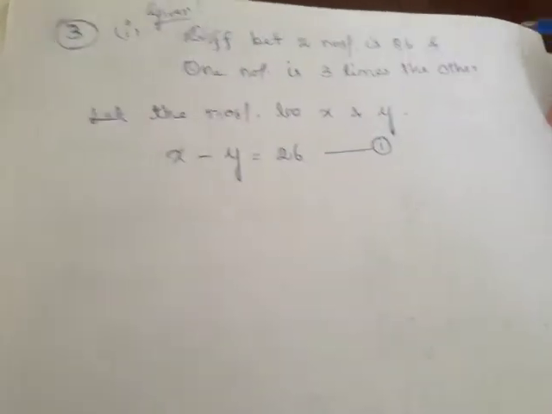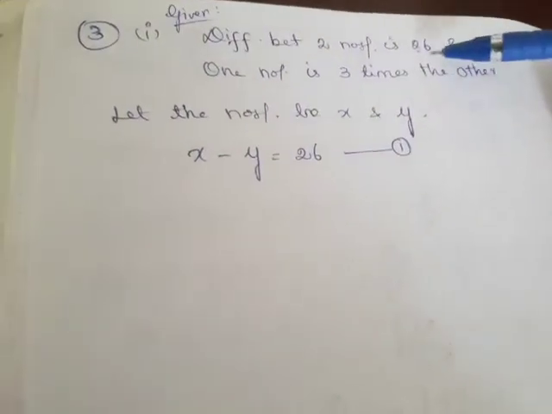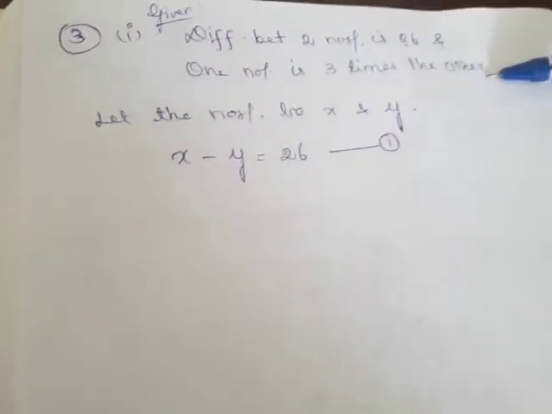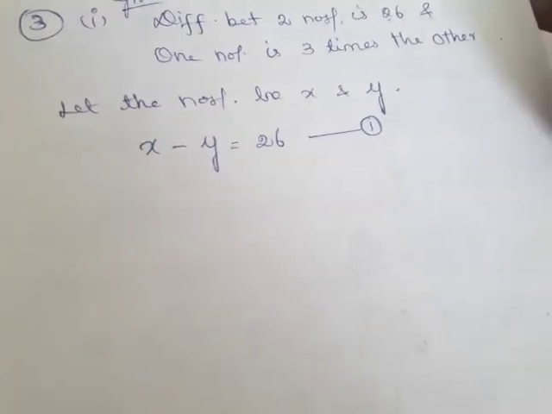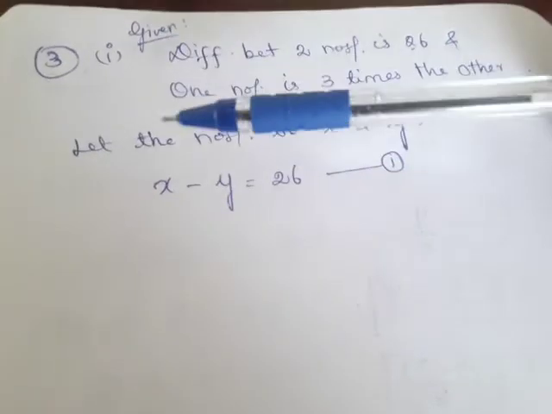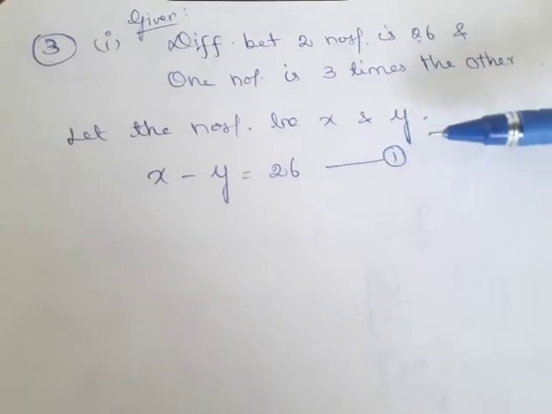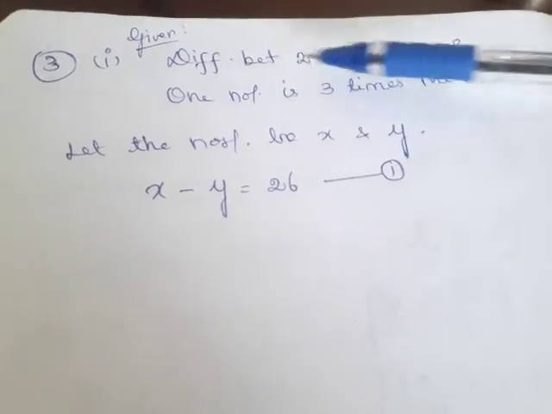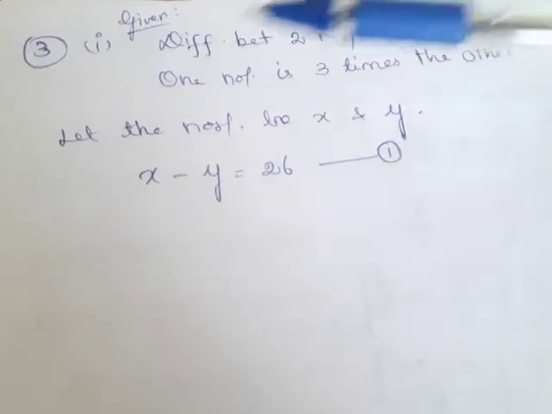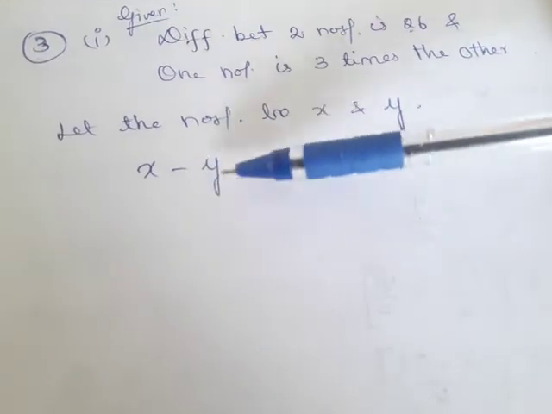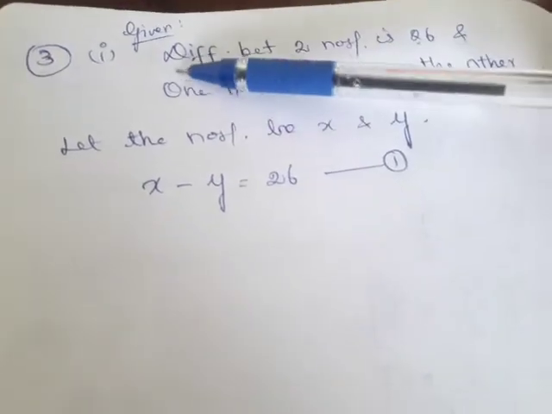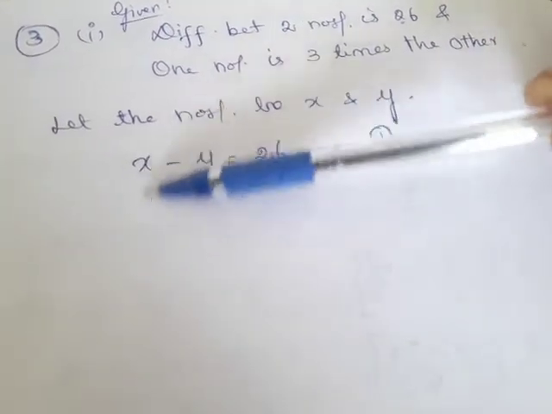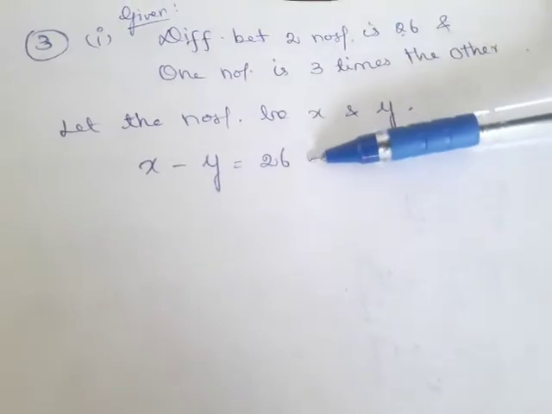See our third question. Difference between two numbers is 26 and one number is 3 times the other. Find them. So how will we make our assumption from the question? They asked you to find the numbers. So our assumption should be, let the numbers be x and y, right? Our first statement which is given in the question is difference between two numbers is 26. So difference means what? Subtraction. x minus y equal to 26. Since they have given difference, your first number is the greater number. Remember, first number is our greater number. So x minus y equals 26.